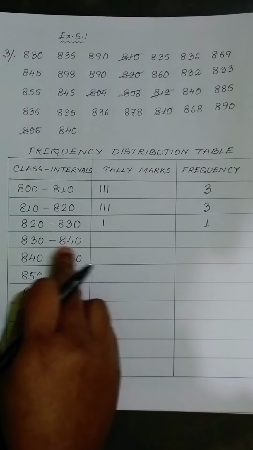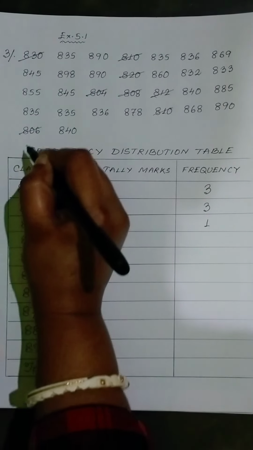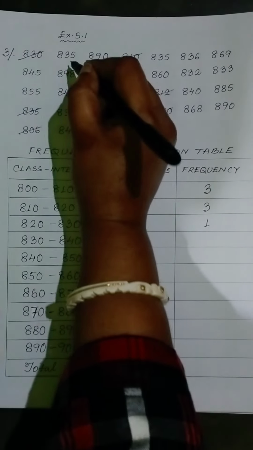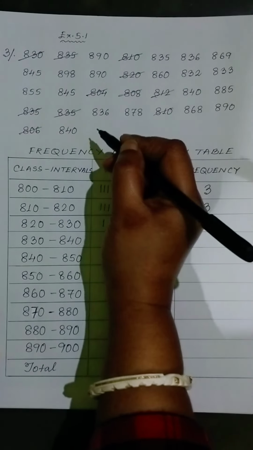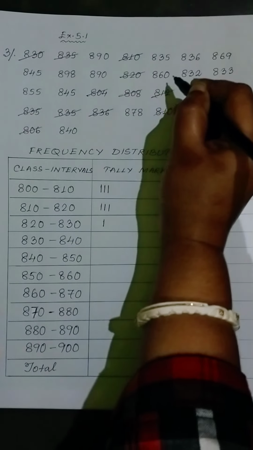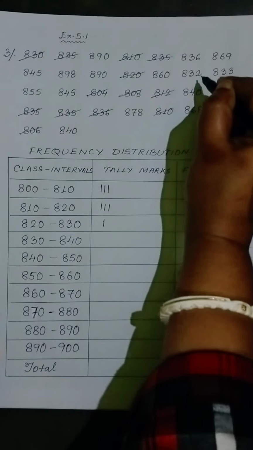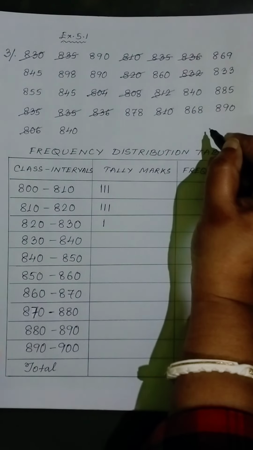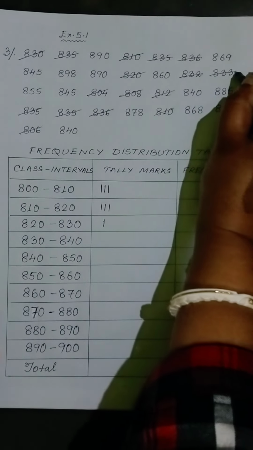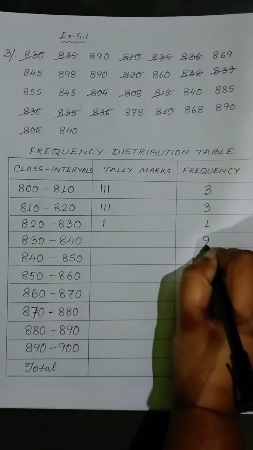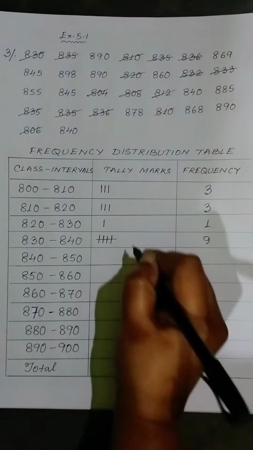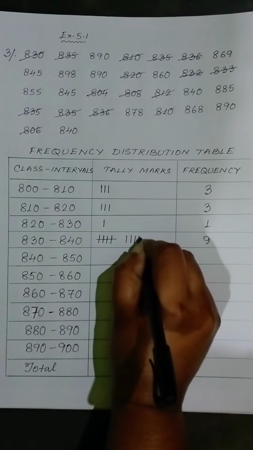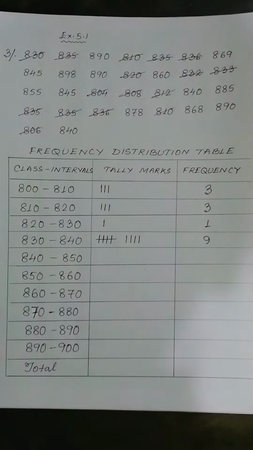830 to 840 means 830 to 839. 1, 2, 3, 4, 5, 6, 7, 8. Many values. 9 values. Okay, 1, 2, 3, 4, 5. Can you remember? 6, 7, 8, 9. This is 9. Then 840 to 850.